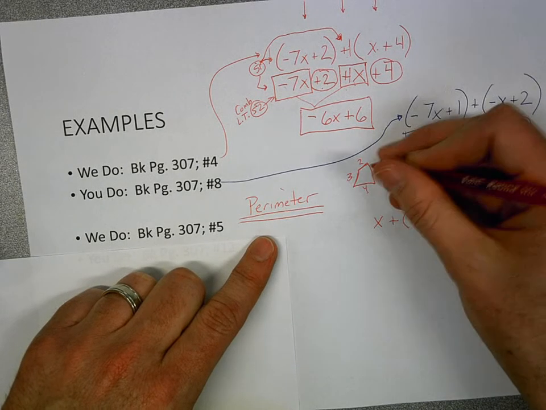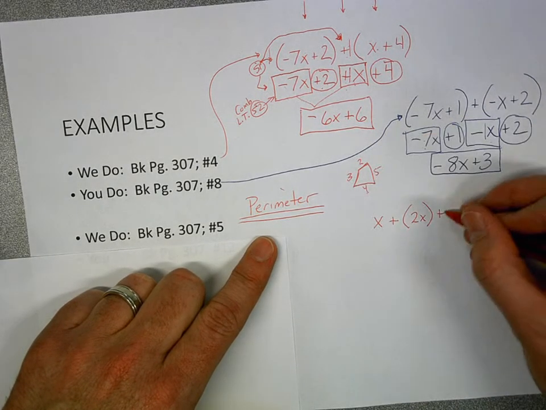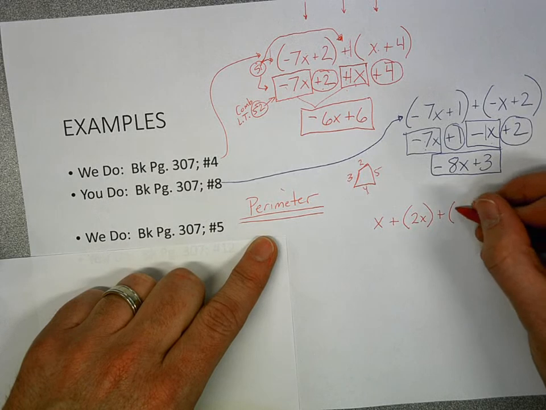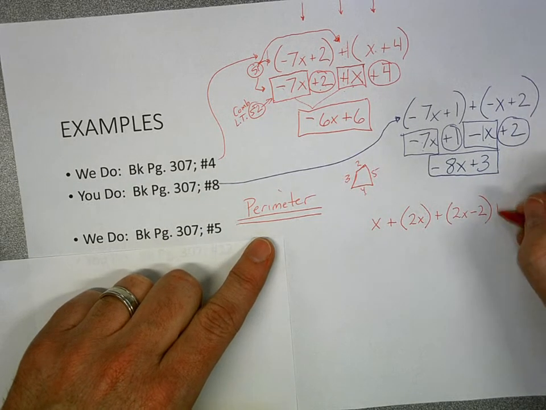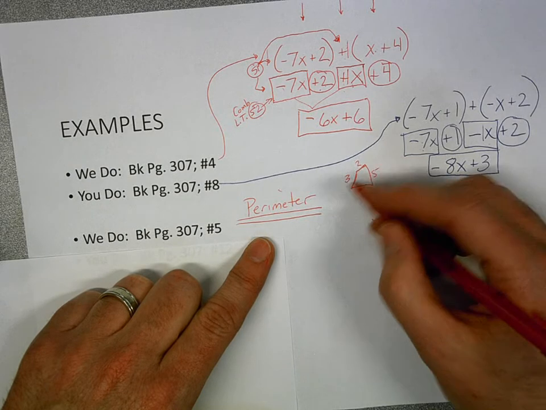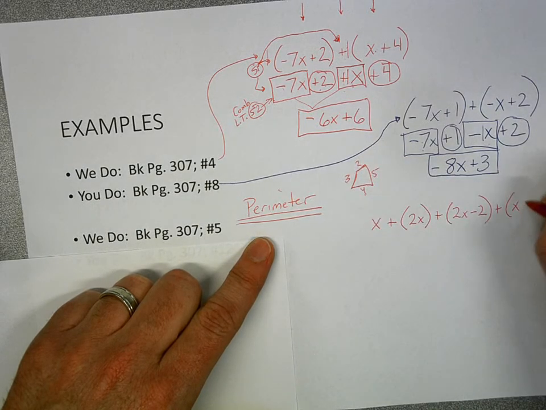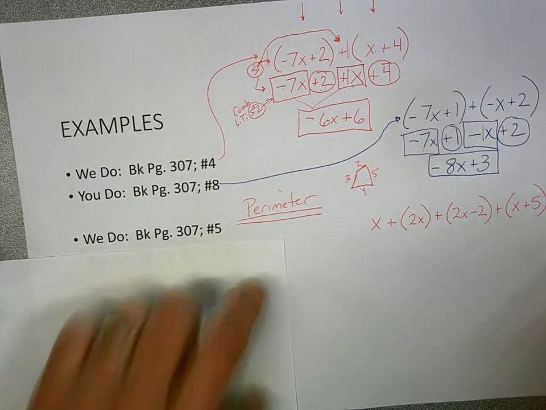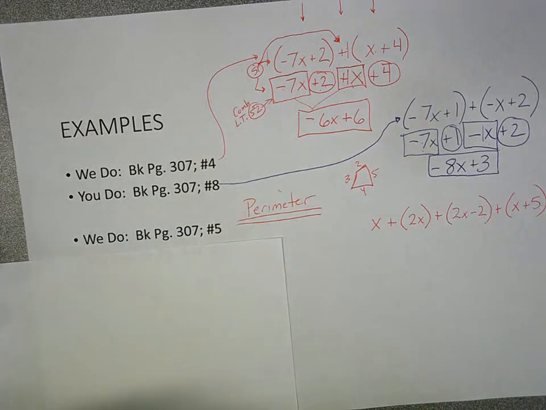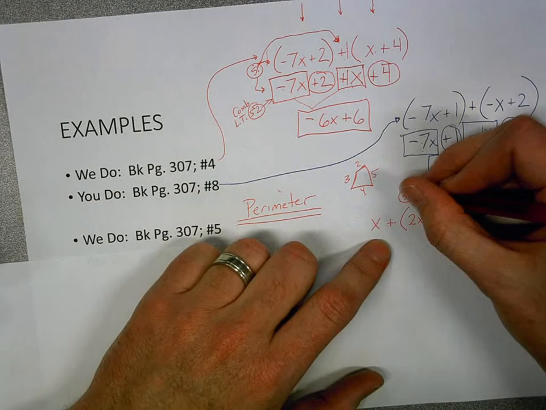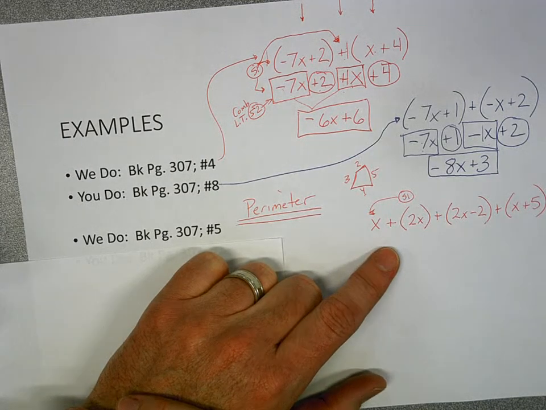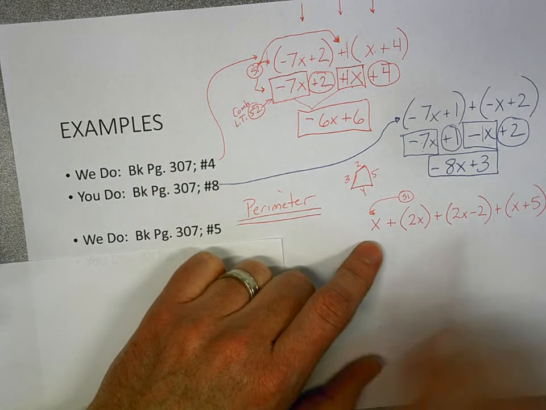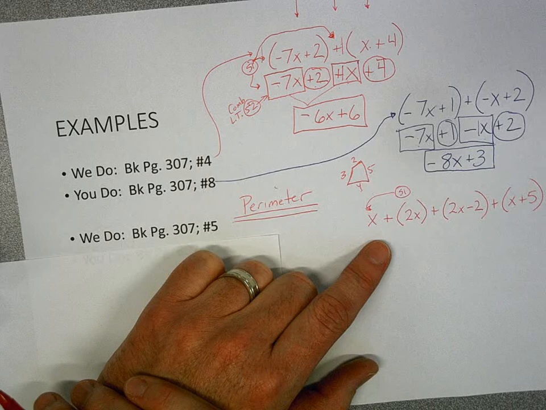Plus this side here isn't 5, it is 2x minus 2. Plus this side up here is 2, right? Well, in your book, it's x plus 5. So if you're going to put steps on this, step 1 is write your long expression out with all the smaller expressions. Bottom line is all the sides are being added together to get the perimeter.